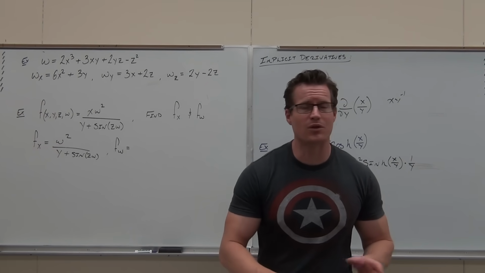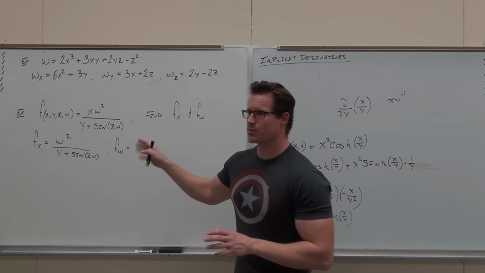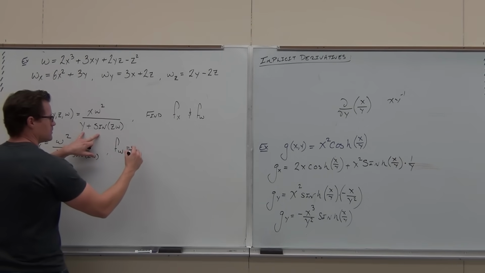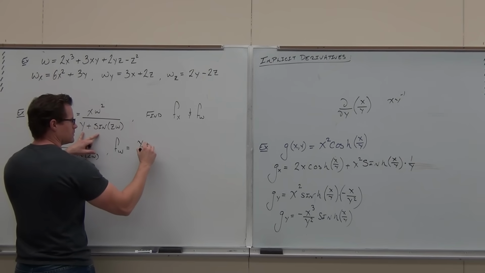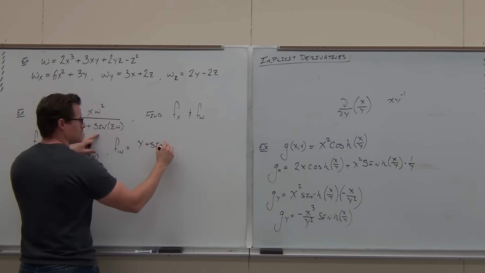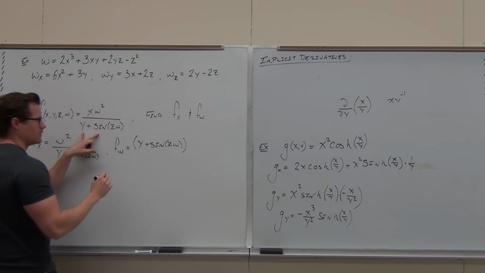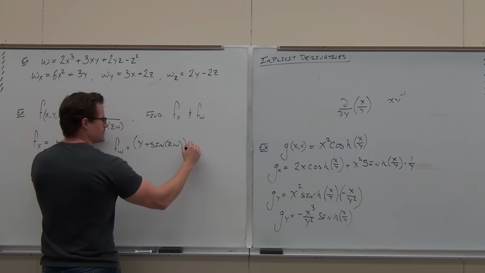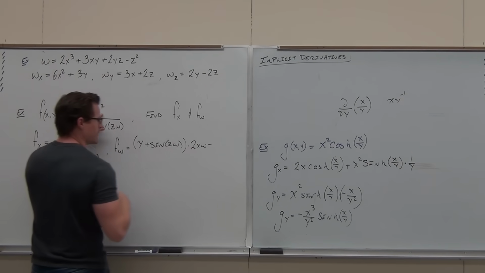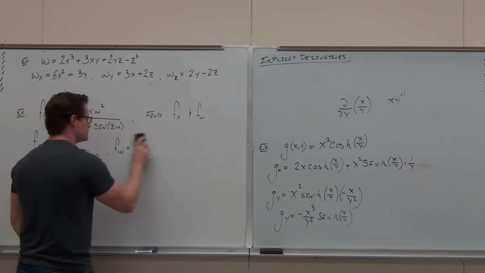Just be careful on what's your variable. The only variable we have here is w. So low, low d high, minus. I ran it over. Shoot.